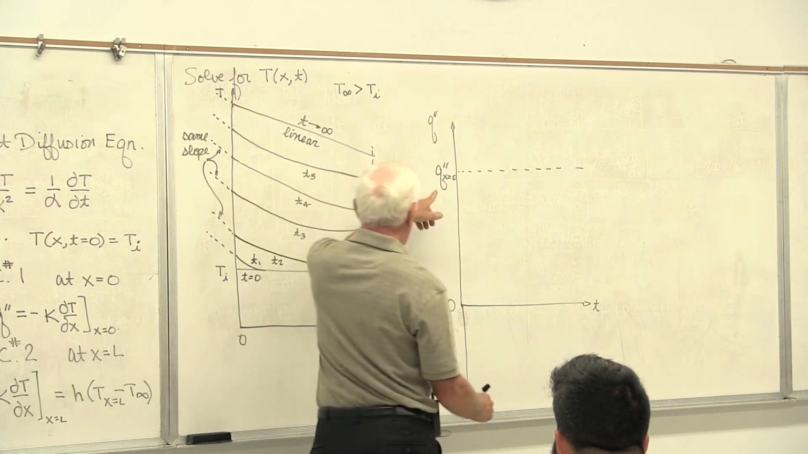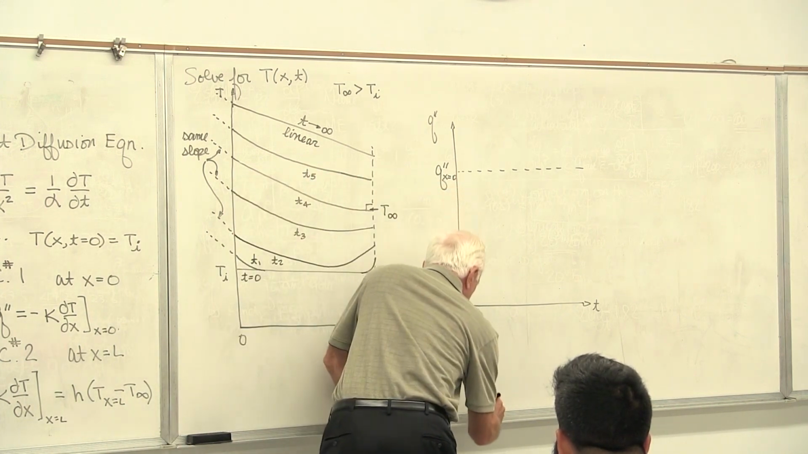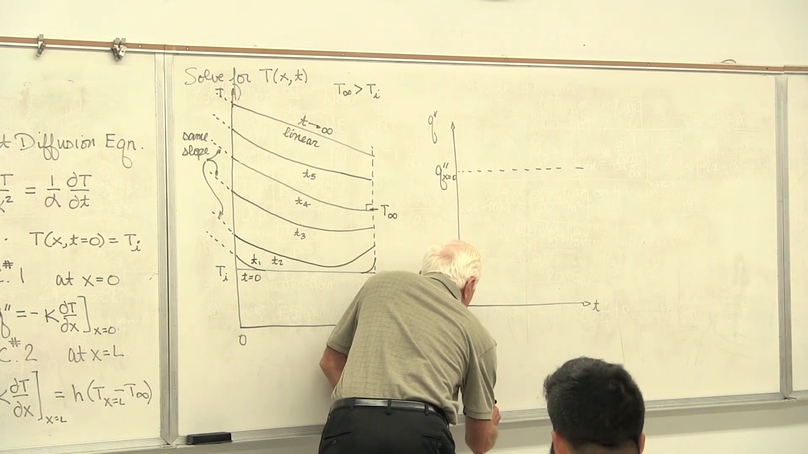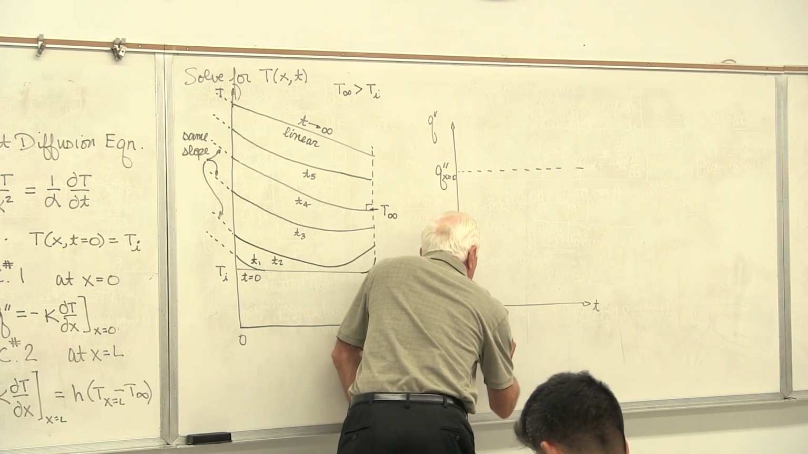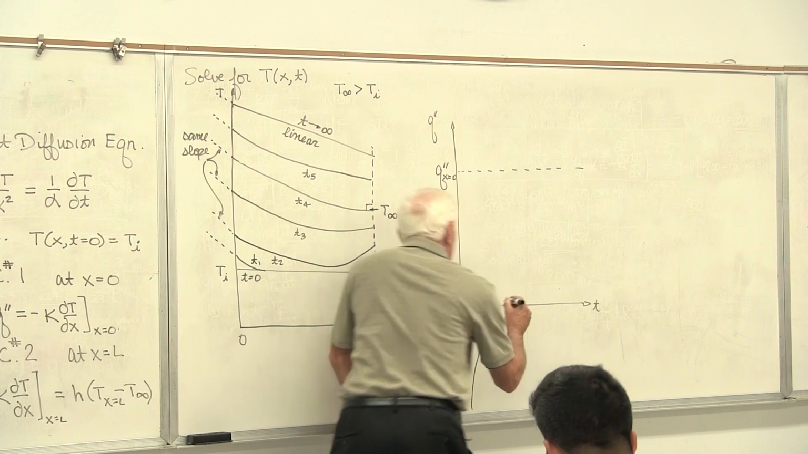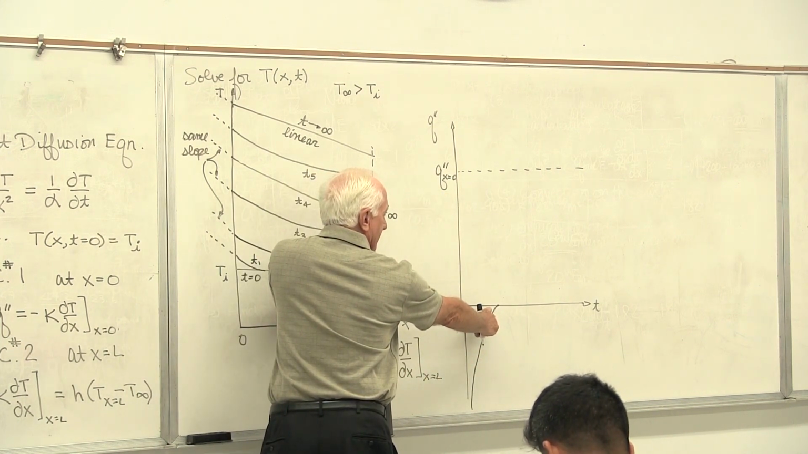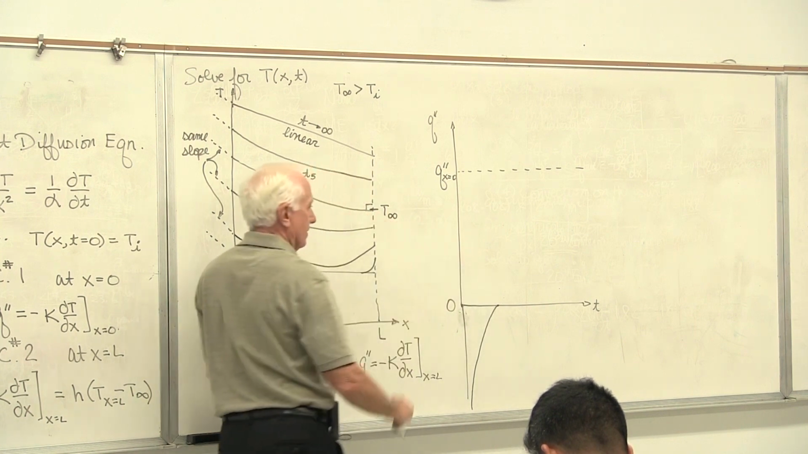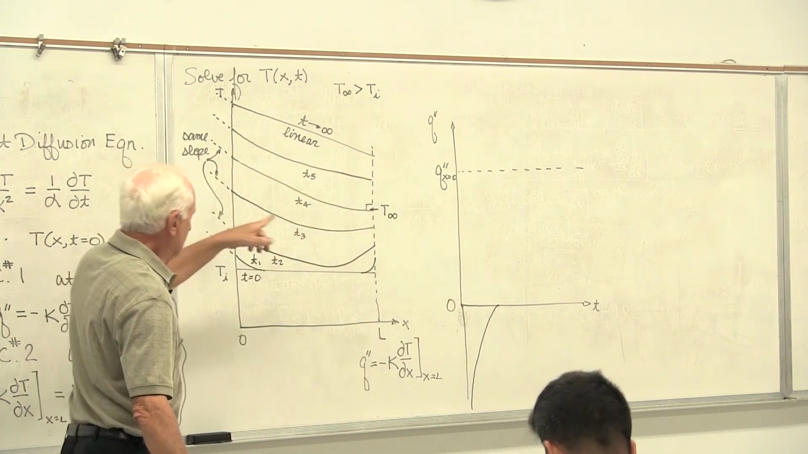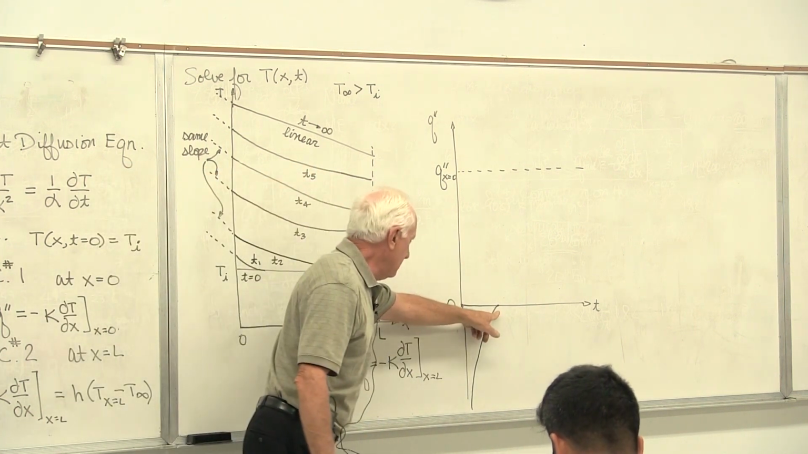Okay. So Q at x equal L starts off big negative and gets smaller and smaller negative until eventually it's 0. Right there. The slope dT/dx here is 0. At what time? T4.